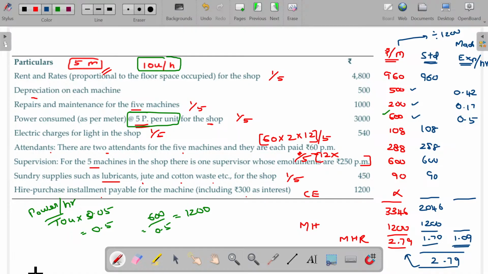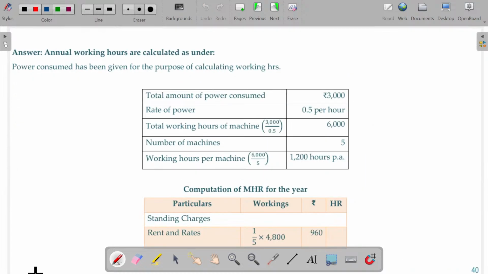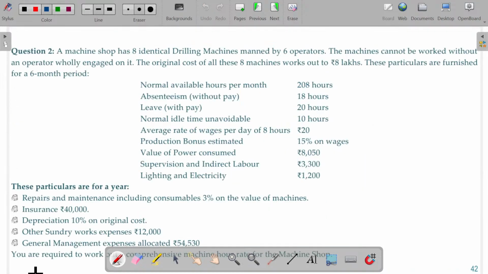Now, we'll move on to the next illustration. A machine shop has 8 identical drilling machines manned by 6 operators. So machines are 8, but operators are 6. The machines cannot be worked without an operator wholly engaged on it. So from this it is very clear, at a time we can operate only 6 machines.